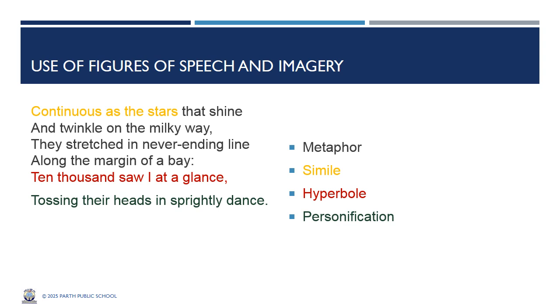Now look at the last line of the stanza, "tossing their heads in sprightly dance." Here the poet has attributed a human quality to the moving of the daffodils in the breeze. That's a very natural thing for any plant to do. So this assigning of a human attribute to an inanimate thing is known as personification. Similarly, you can find that in other stanzas also.